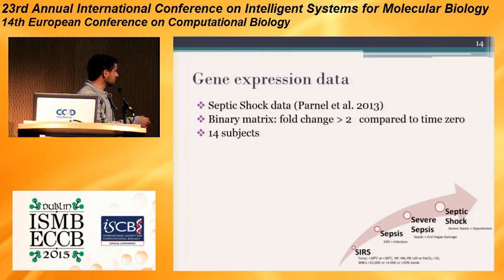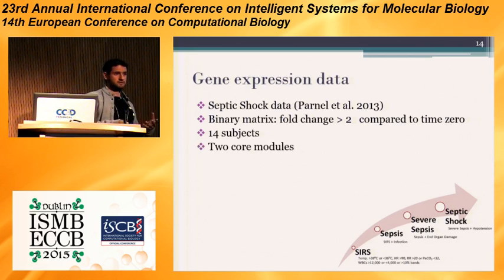In this data, they had 14 subjects that went through septic shock, and for several days after the septic shock, whole blood gene expression data was measured. And we applied our algorithm in the binary case just to find modules that have a lot of genes that are upregulated. So our algorithm detected 2 modules.